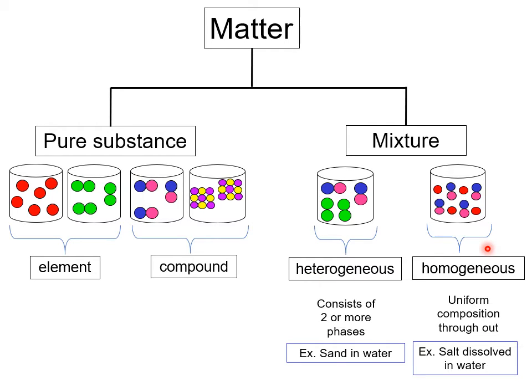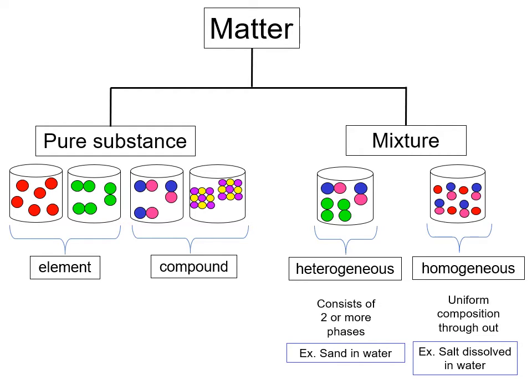Homogeneous mixtures, on the other hand, are of uniform composition throughout. The prefix homo means the same, same for same uniformity. So notice here, you can kind of tell that the particles or the substances are spread evenly throughout. So the red ones are spread evenly throughout, and so are the ones that are made up of the blue and the pink balls. An example of a homogeneous mixture is salt dissolved in water.